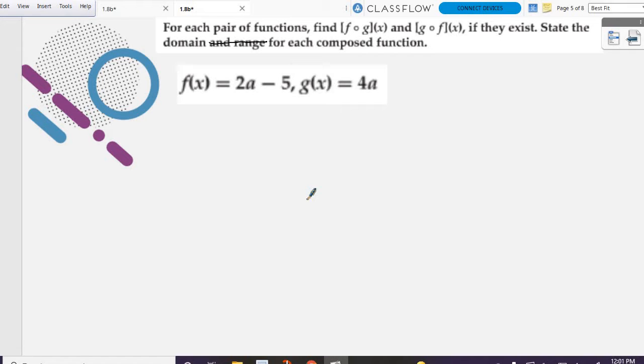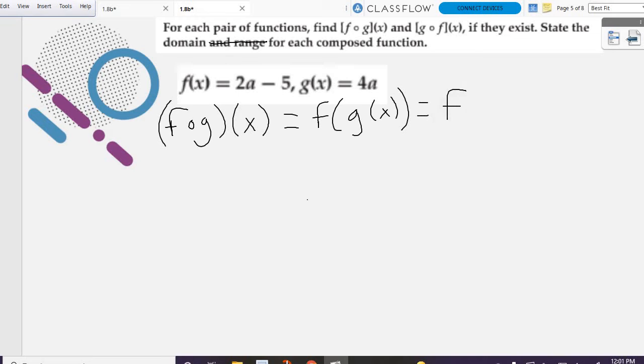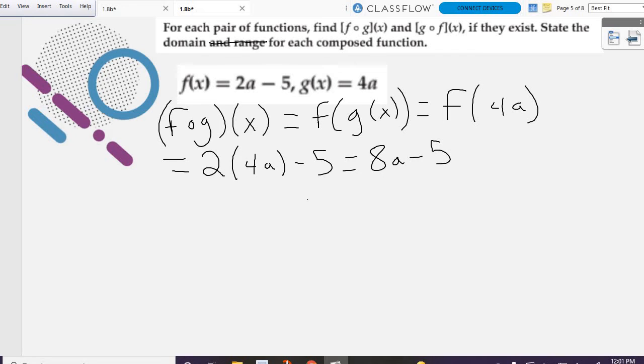Alright, so it looks like most of us have answers. So remember, again, that this is not multiplication. So I did F composite G first. So I'm going to plug 4A in. So I have 2, because that's what's on the outside, and then instead of writing an A, I'm going to write 4A, and then my minus 5 still stays the same. So I end up with 8A minus 5. And that will be our final answer.